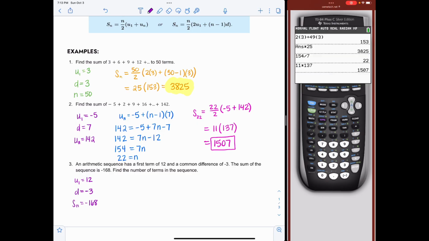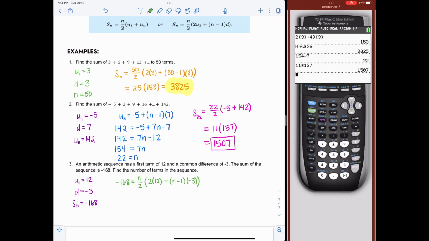So from this information, you can substitute into the second sum formula. So that is -168 is equal to n over 2 times 2 times U of 1, which is 12, plus n minus 1 times the common difference of -3.